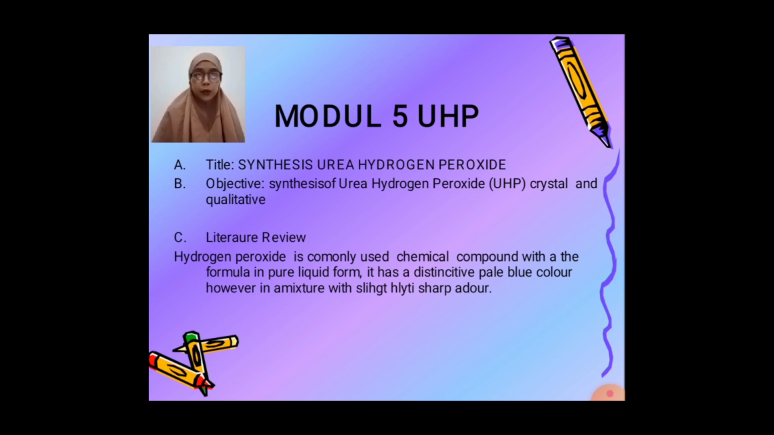Literature review. Hydrogen peroxide is a commonly used chemical compound with the formula H2O2 in pure liquid form. It has a distinctive pale blue color, however, in a mixture with a slight sharp odor.